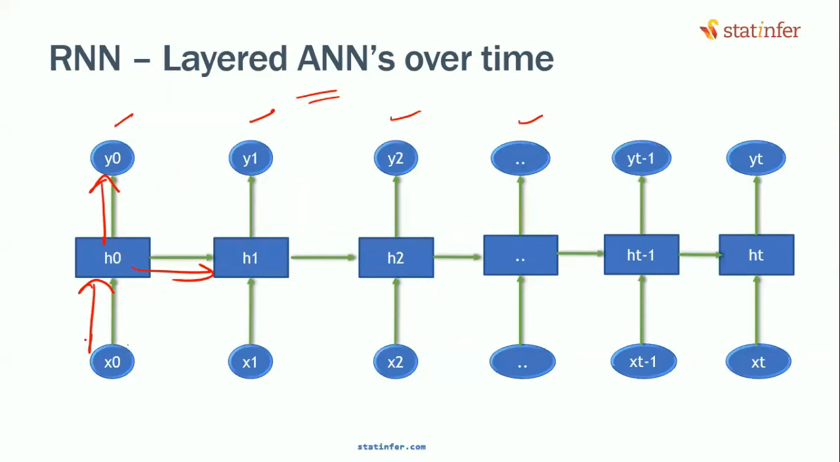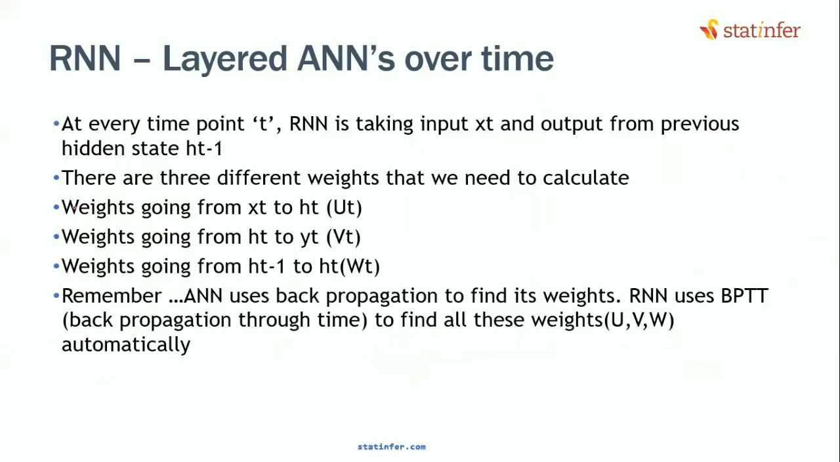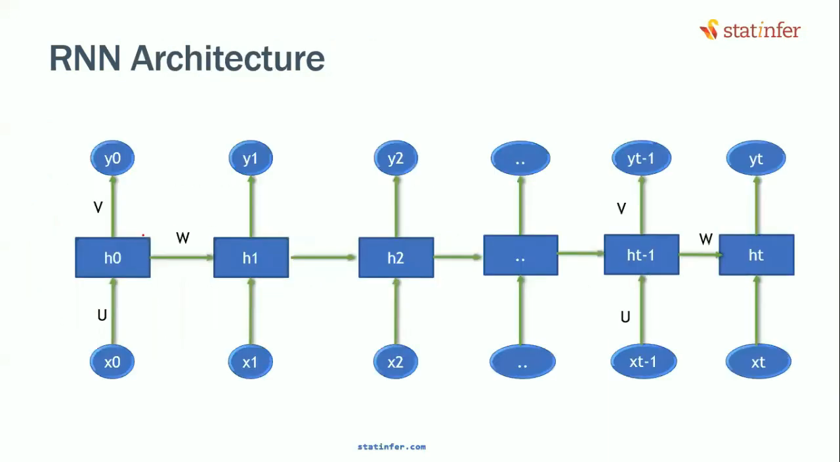These weights from input to hidden are known as the set of weights U. These weights from hidden to output are known as the set of weights V. These weights that are from hidden to hidden are known as the set of weights W. They are all weights only, but shown with different terminology. Input to hidden, U; hidden to output, V; hidden to hidden, W. This is the RNN architecture.